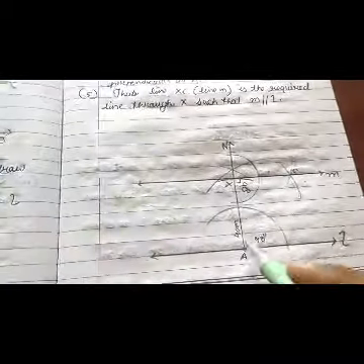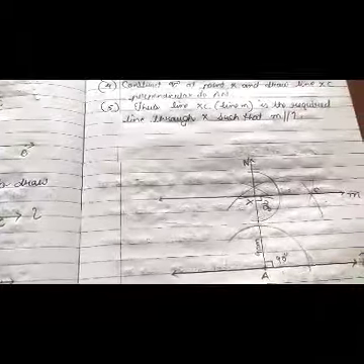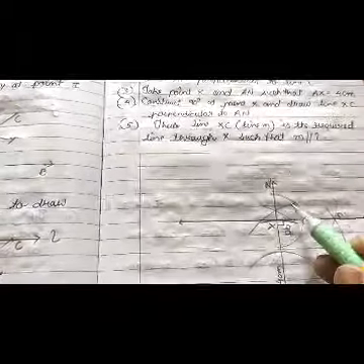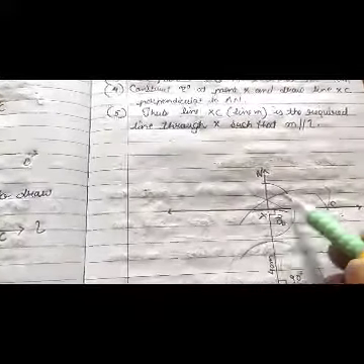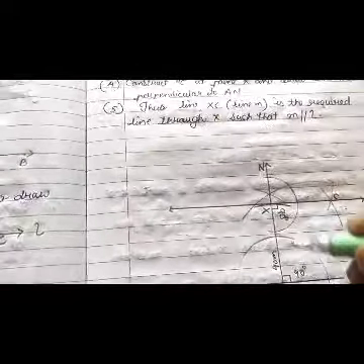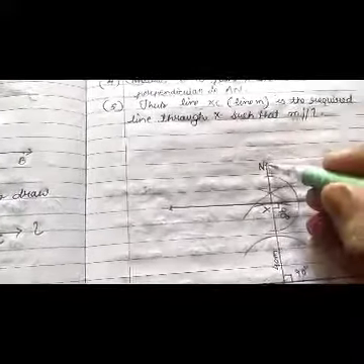Now how to get this perpendicular? With point A, draw an arc of any measure, and with the same measure from these centers construct further arcs. Both intersect over here, so join this point and pass the line through it. Name it AN. Now this is how we got our perpendicular.